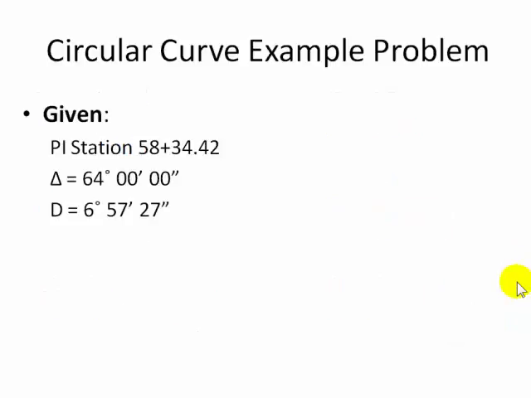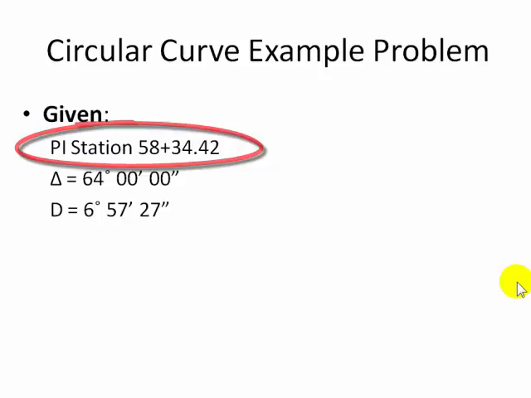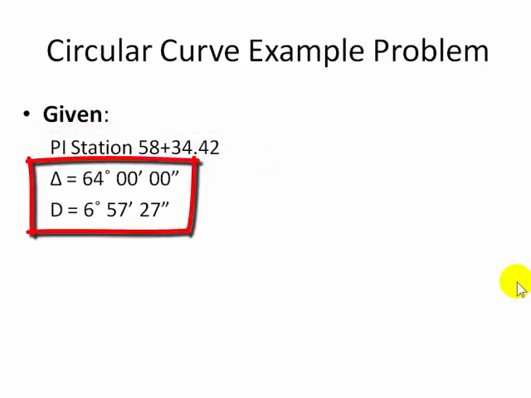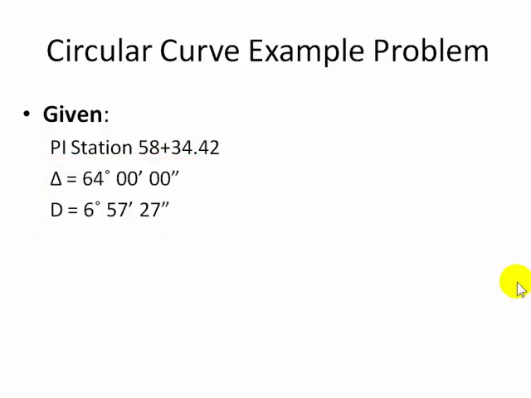So let's start with a circular curve example problem. It is not uncommon to describe the position of a curve primarily by its PI station. This particular circular curve has been described with its central angle and its degree of curvature. It could have been described with its T distance and a radius, or a long chord and an arc length.